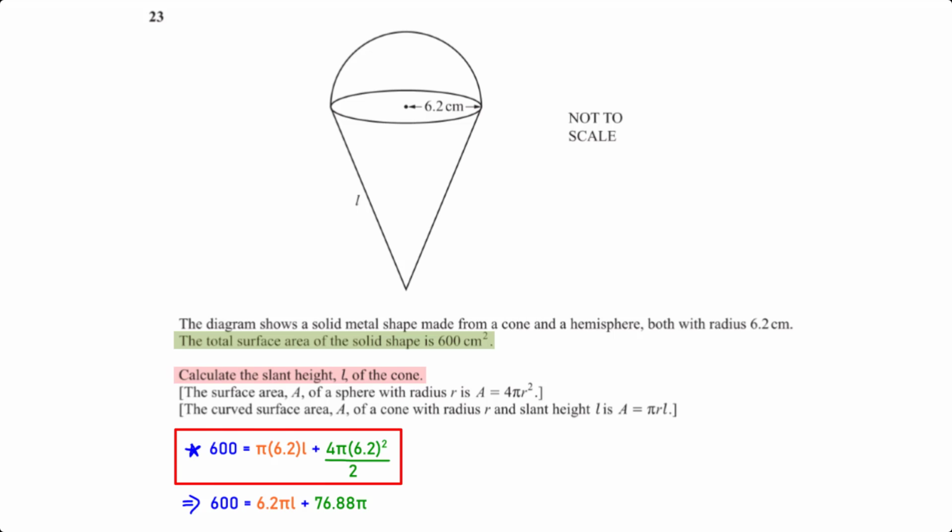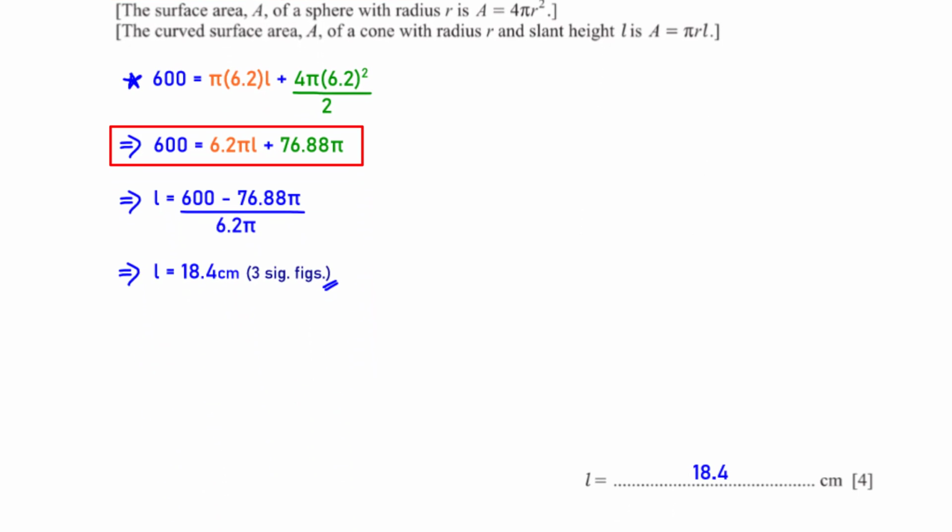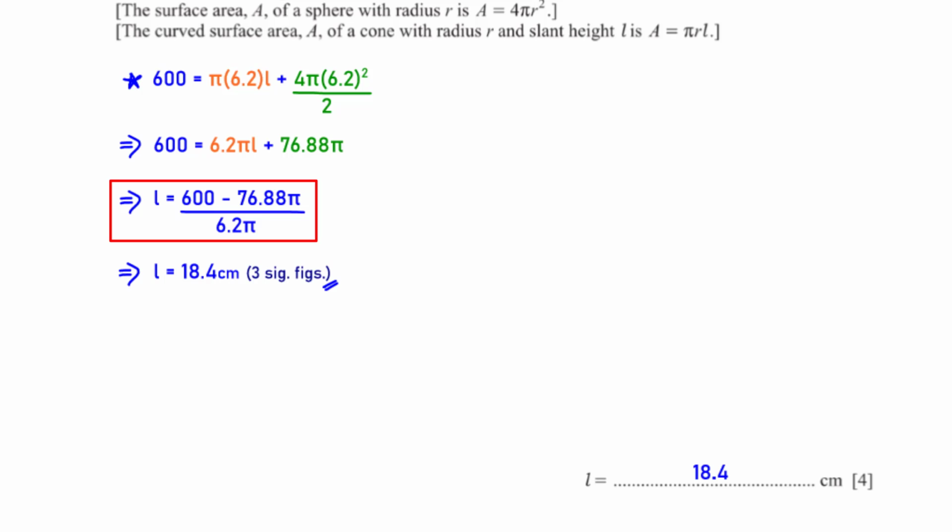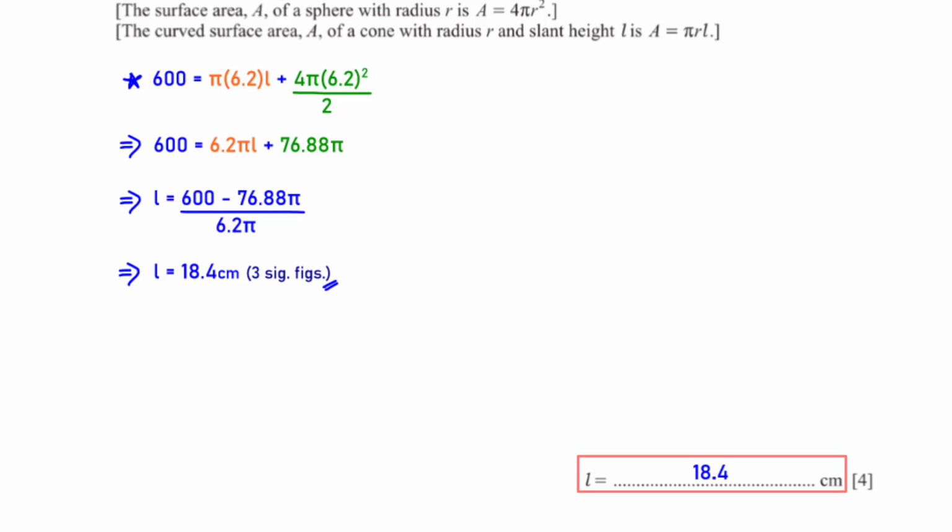600 centimeters squared is equal to the surface area of the cone, which is pi rl, where the radius r is 6.2 centimeters, plus the area of the hemisphere, which is 4 pi r squared divided by 2, where the radius r is 6.2 centimeters. 4 pi times 6.2 squared divided by 2 is 76.88 pi. When we make L the subject, this is what we get. When we type this into the calculator, we get 18.4 centimeters rounded to 3 significant figures.